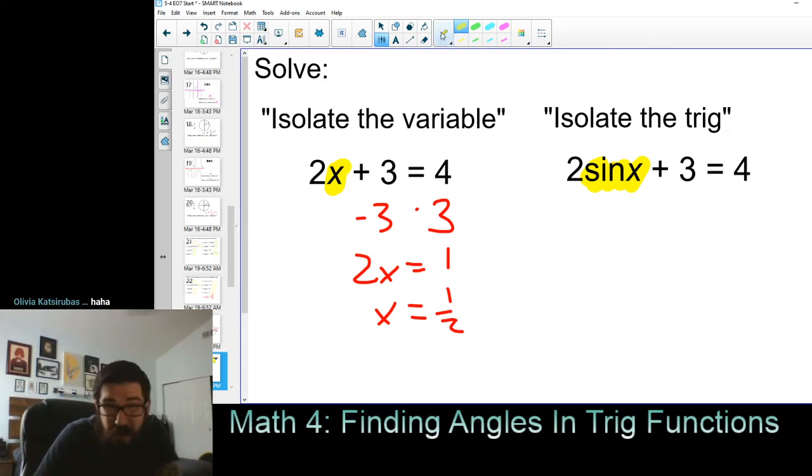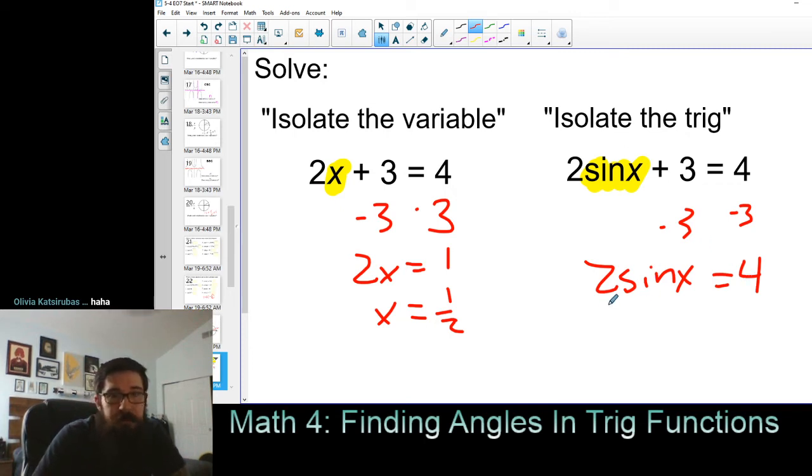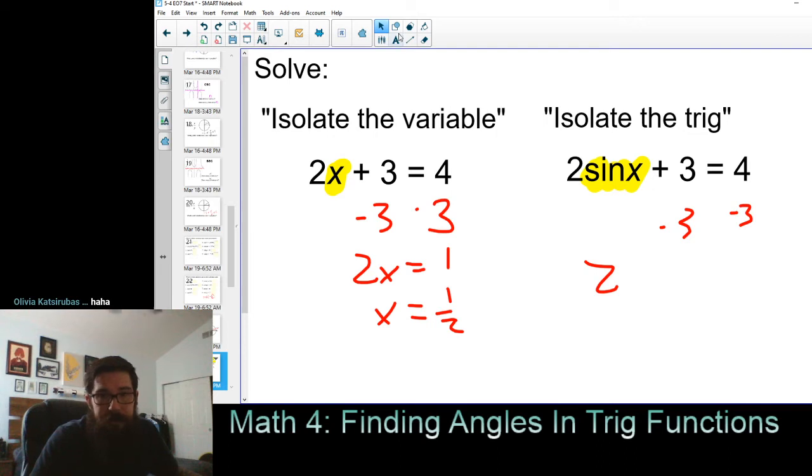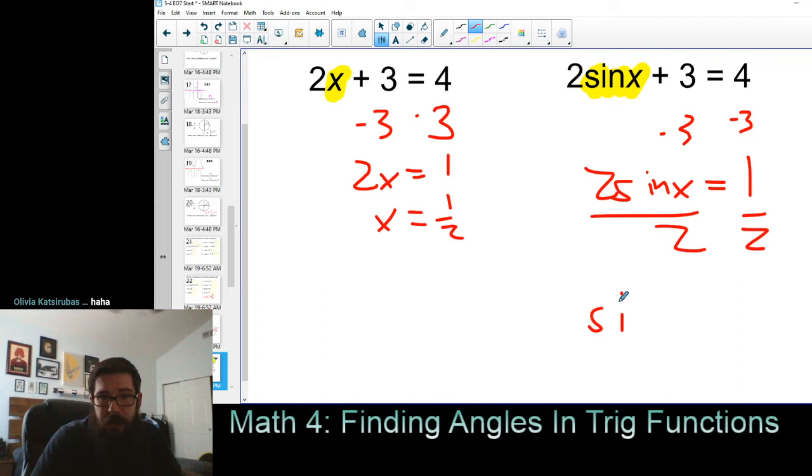Okay. The algebra is basically going to be the same. Watch this. If I isolate the trig, I'm going to subtract the 3 from both sides. So I'm going to get 2 sine x equals 4. What would I do next? I didn't subtract, did I? Nope. 4 minus 3 is 1. Don't get stuck on the hard stuff, huh? That would be 2 sine x equals 1. If I divide both sides by 2, I'm going to get sine of x is 1/2.